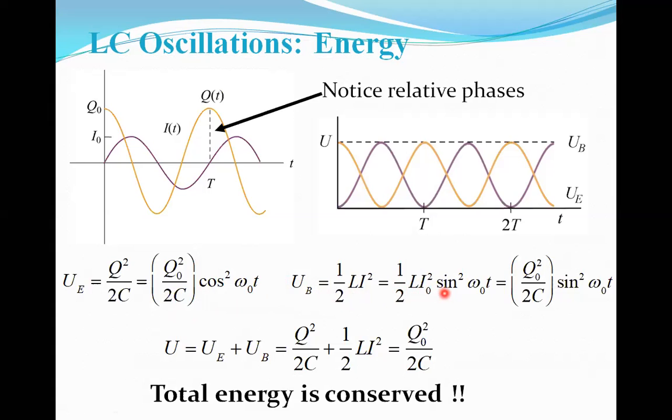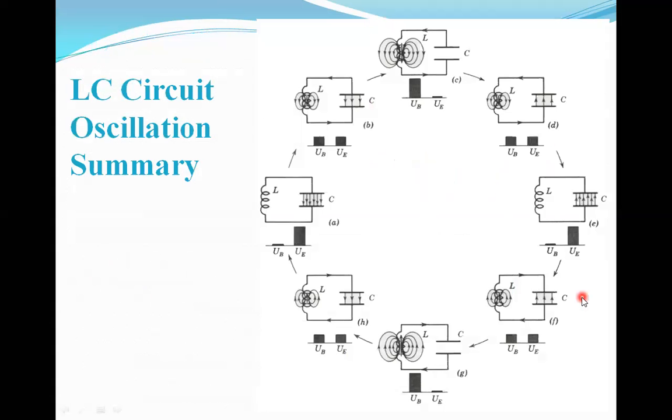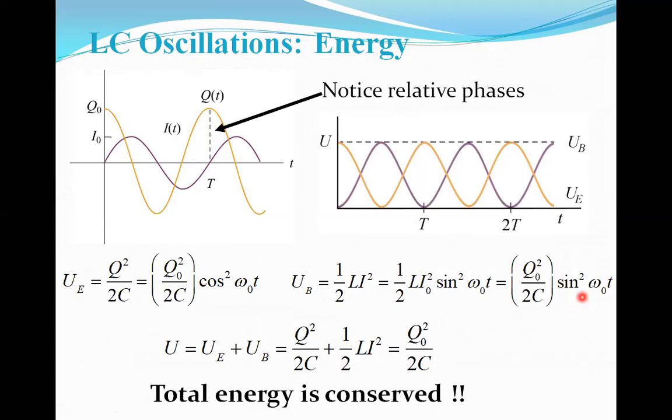So substituting that and rearranging, UB is equal to Q naught square by 2C into sine square(omega naught t). If you sum up the total energy, UE plus UB, the energy in the electric field and the energy in the magnetic field, and add these two, you'll get Q naught square by 2C. It means energy is conserved.